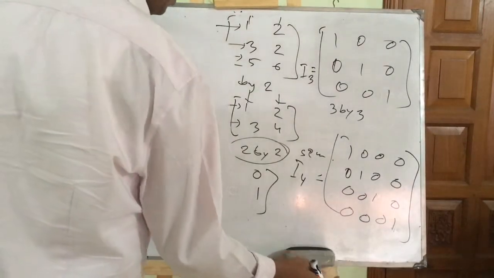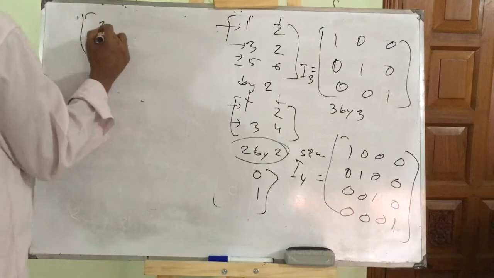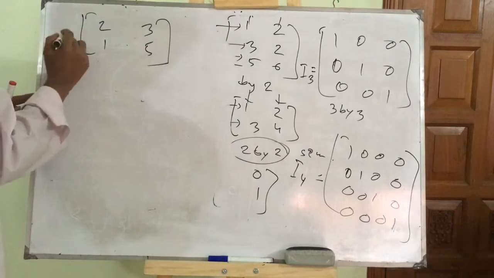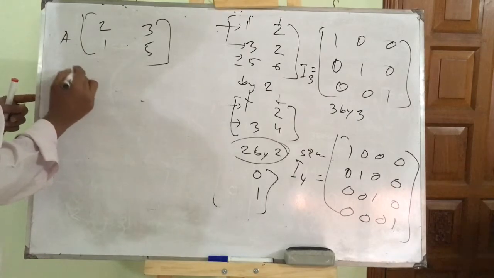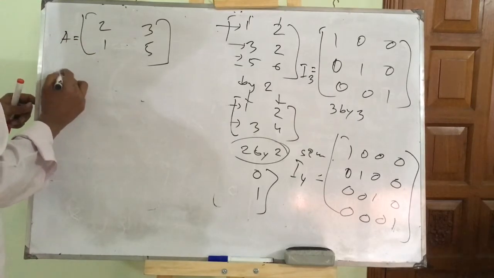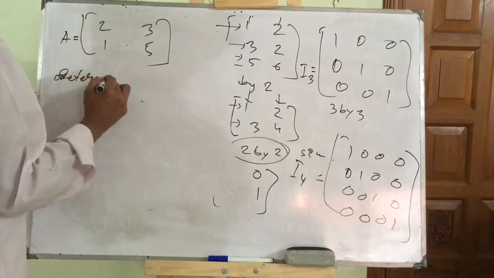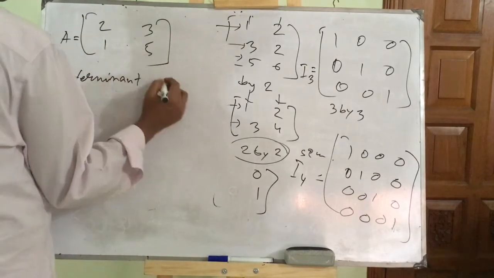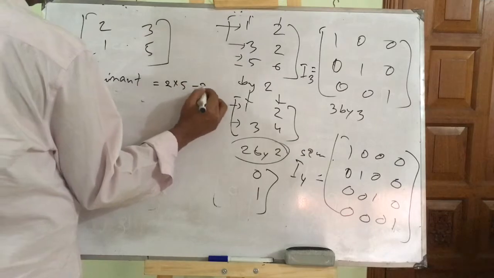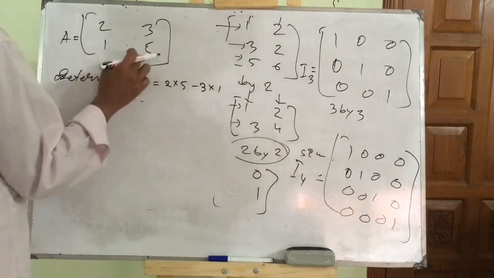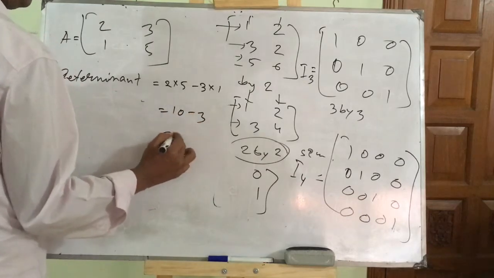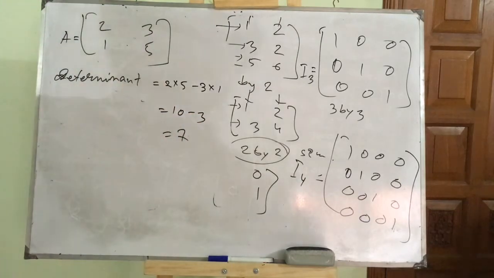The determinant of a matrix: let's say you have a matrix 2 3 1 5. Let's say A equals this. The determinant of this matrix will be 2 into 5 minus 3 into 1, multiplying corner to corner. So 10 minus 3 is 7. 7 is the determinant of this matrix.